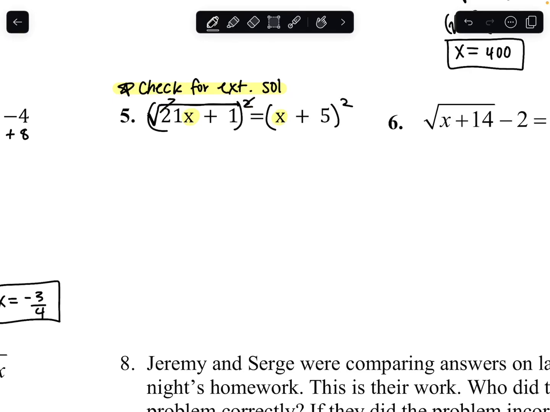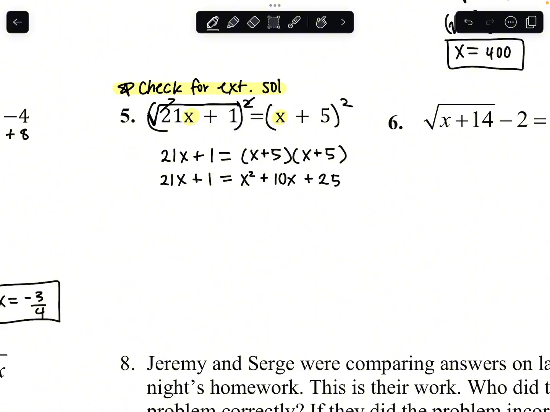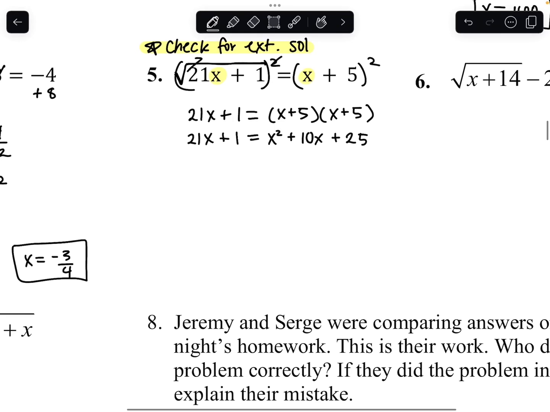The square and the square root cancel over here, leaving 21x plus 1. But x plus 5 squared, be careful with that. You cannot distribute the square to a binomial. You have to FOIL this. This ends up giving us 21x plus 1 equals x squared plus 10x plus 25 when you FOIL out that expression. Now we're left with a quadratic equation to solve. When we solve quadratic equations, we have to get everything on one side. I usually move it to the positive x squared side.